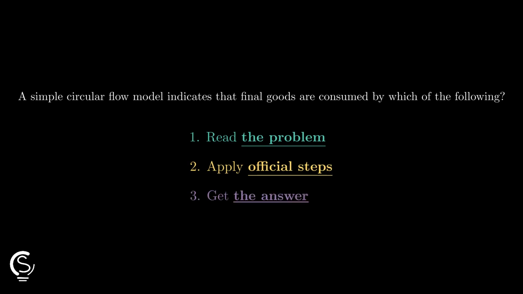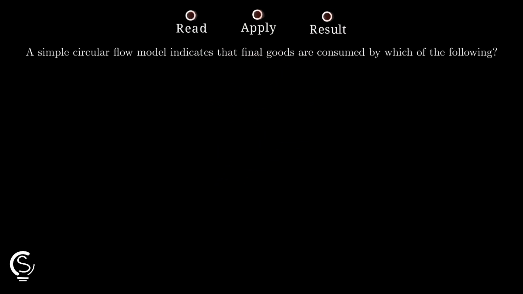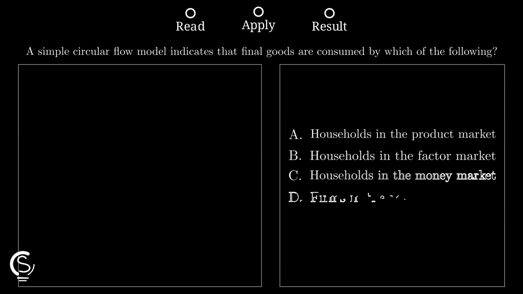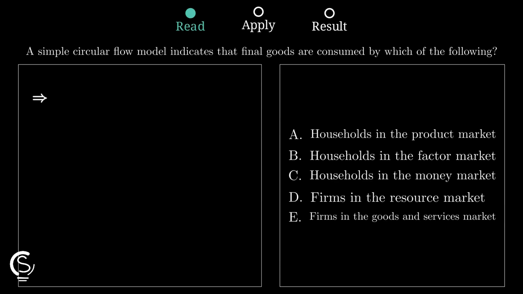Let's go! Circular flow models show how money and goods move through our economy. Let's quickly identify who consumes final goods in this simple system right now. First, we need to locate the product market where finished items are sold. This is the specific place where businesses offer their completed goods and services to the general public.